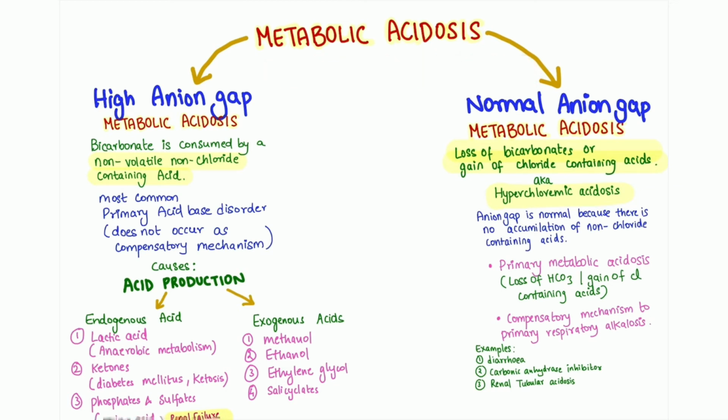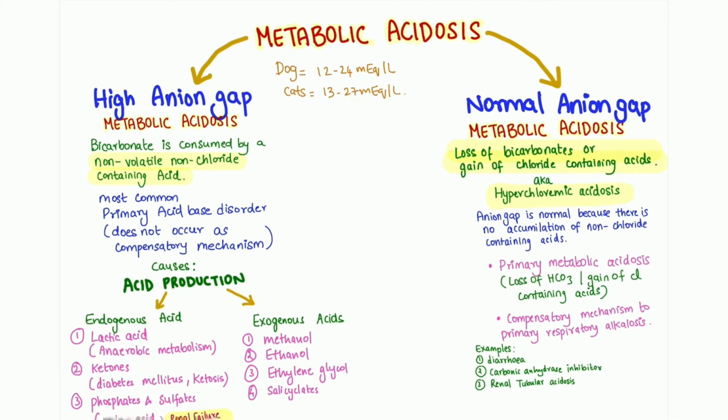So the normal anion gap in case of dogs is 12 to 24 milliequivalents per liter, and in cats it is 13 to 27 milliequivalents per liter, and this range can differ from species to species. So in order to consider it as a high anion gap metabolic acidosis, you need to get a value above 24 in case of dogs and above 27 milliequivalents in case of cats.